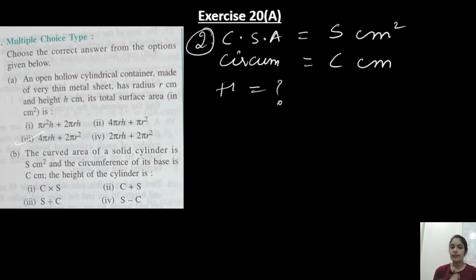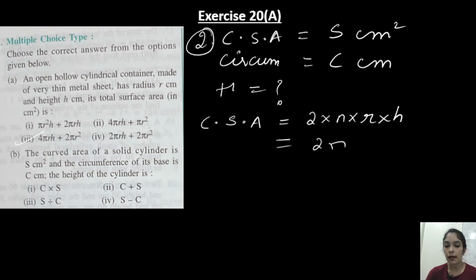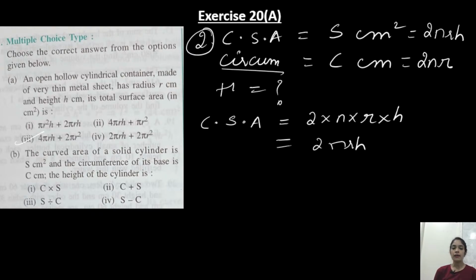Whenever these types of questions are there, we will write all the formulas. So the curved surface area's formula we know. What is the formula of curved surface area of a cylinder? We can also write it CSA. Its formula is 2 into pi into r into h, which basically means 2 pi rh. And the circumference formula is 2 pi r. I've already given you the formula at the starting.